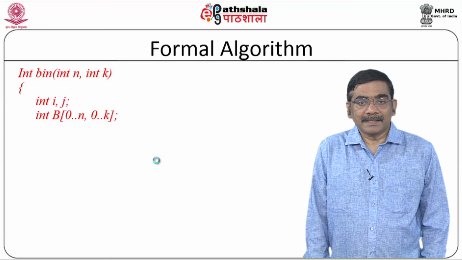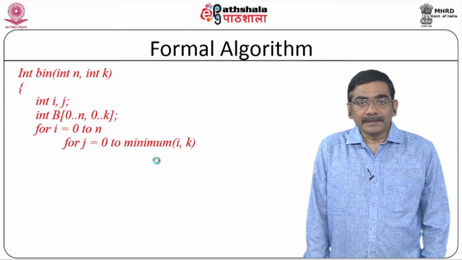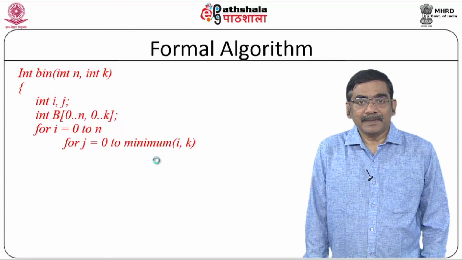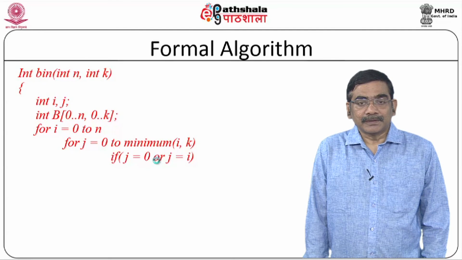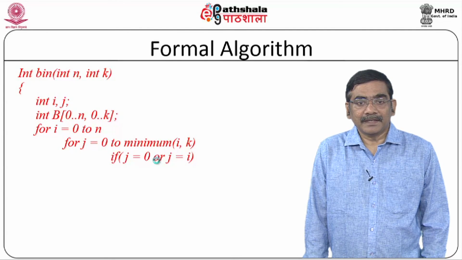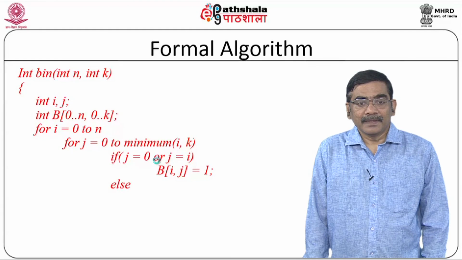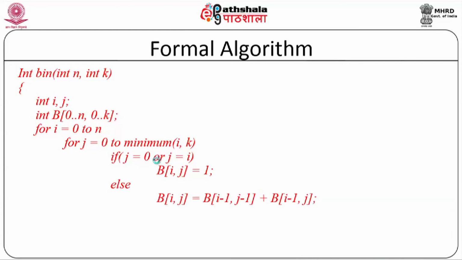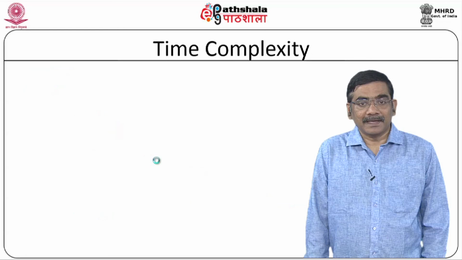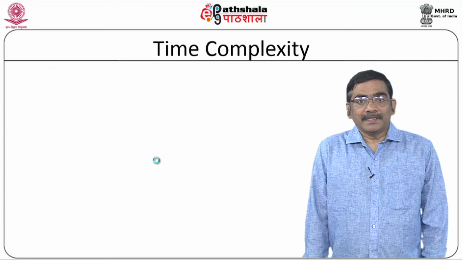You can see that I am forming a table. Sometimes I do not have to generate the entire table, so in that case I can go for minimum of i comma k. This is the straightforward implementation of the recurrence equation. If this is the case, it is going to be 1, otherwise you can see that this is nothing but the sum of the previous row. Finally you return this B of n comma k as the solution for this particular formal algorithm. Now let us find what the time complexity is.